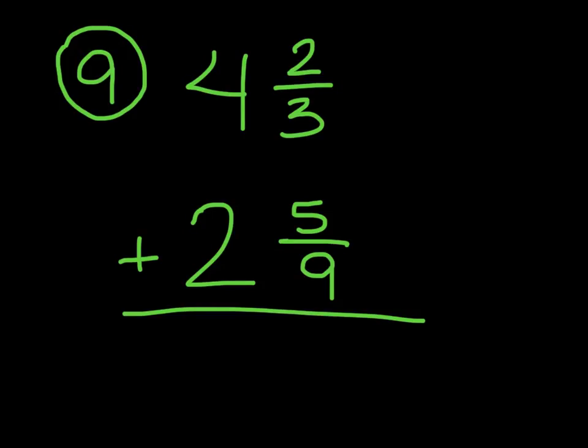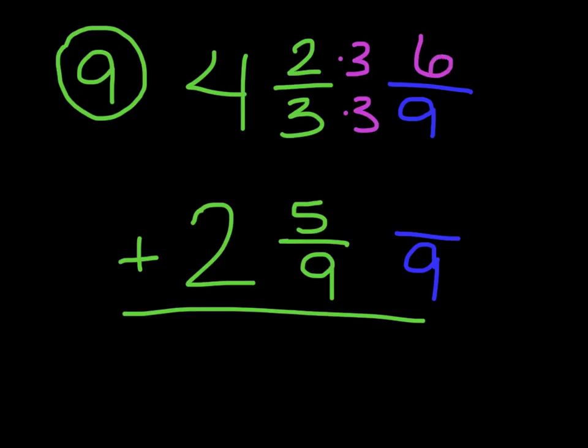Okay, number 9, we're finding our common denominator for this one. It also happens to be 9. Let's find our equivalent fractions. 3 times 3 gives you 9. So 3 times 2 gives you 6. 9 times 1 gives you 9. 5 times 1 gives you 5.